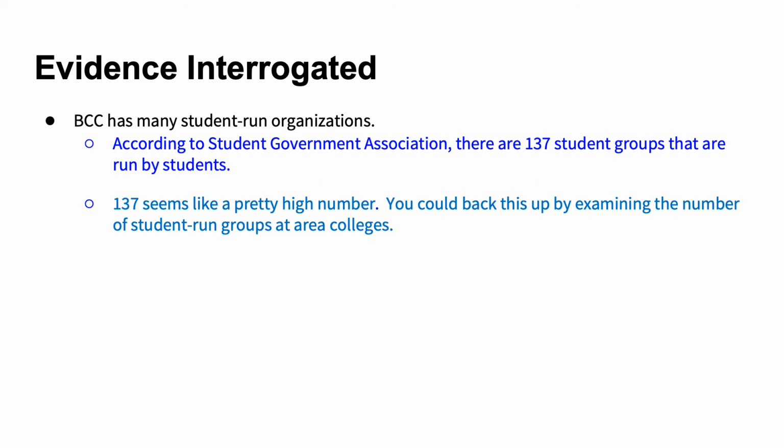According to the Student Government Association, there are 137 student groups that are run by students. So this one seems pretty good. 137 seems like a pretty high number. Of course, we could back this up by examining the number of student-run groups at area colleges like Passaic County Community College or some of the other community colleges. Or we could look at the overall number of student groups and then figure out how many are actually run by students. That would help. But this one, I think, is of the three probably the most credible.